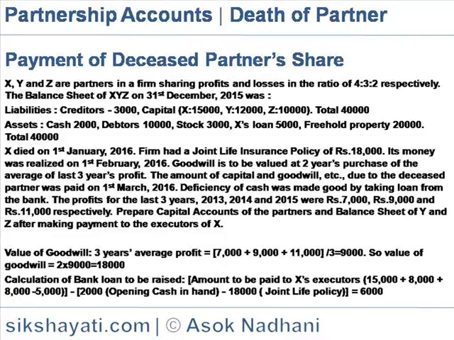Value of goodwill: 3 years average profit is equal to (7,000 plus 9,000 plus 11,000) by 3, which is equal to 9,000. So the value of goodwill is equal to 2 into 9,000, which is equal to 18,000.